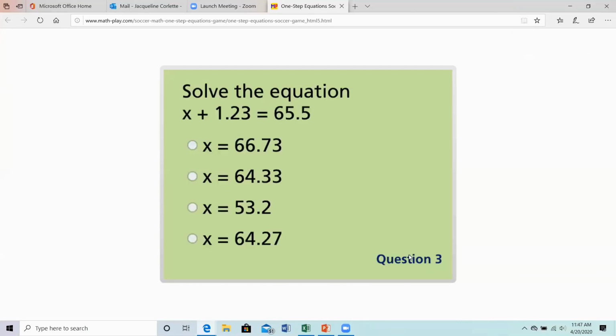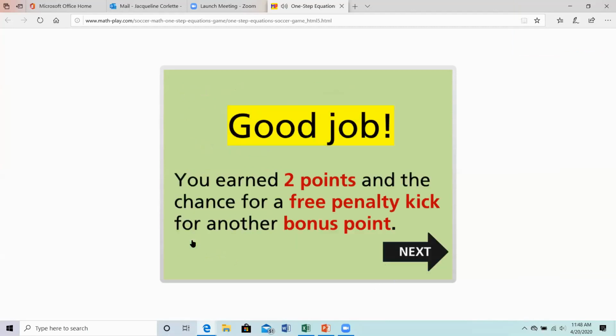So now, for those that don't understand, we are going to say 65.5 subtract 1.23. Which one is correct? 64.27. So those of you that got 64.27, good job. For those of us that did not, I think our problem is subtracting decimals and place value, so we're going to have to work on that. Okay, could I move to the next slide? Yes, you can.